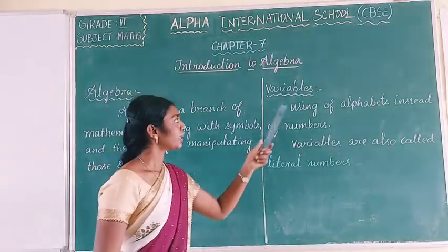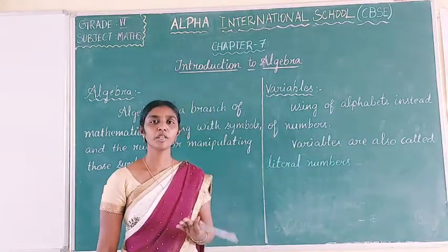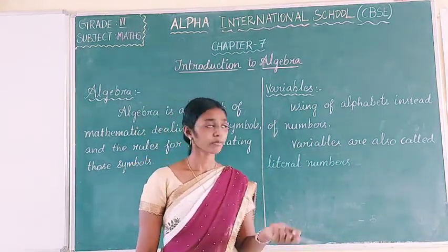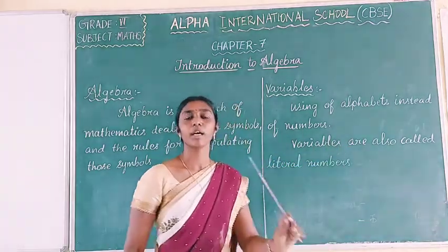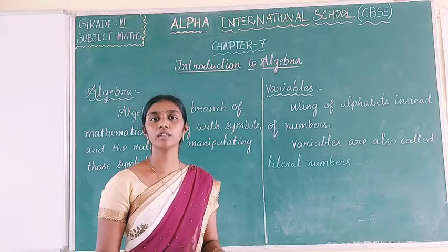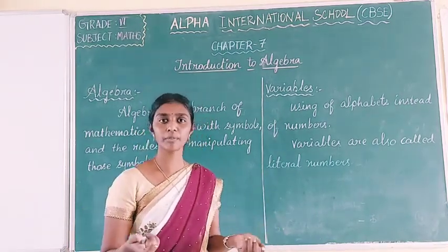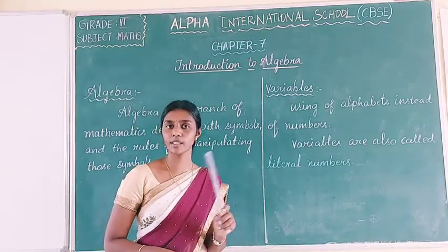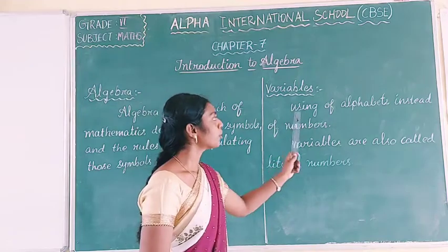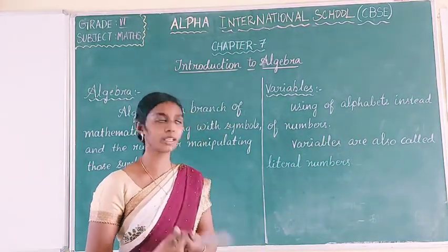Clear? Next, we are moving to the word variables. What is the meaning of the word variables? Yes, see here, using alphabets instead of numbers. Instead of using a number, we denote that number by an alphabet. What are the alphabets? We have the alphabets from A to Z, no? It consists of 26 letters. So we are using the alphabets instead of using the number.